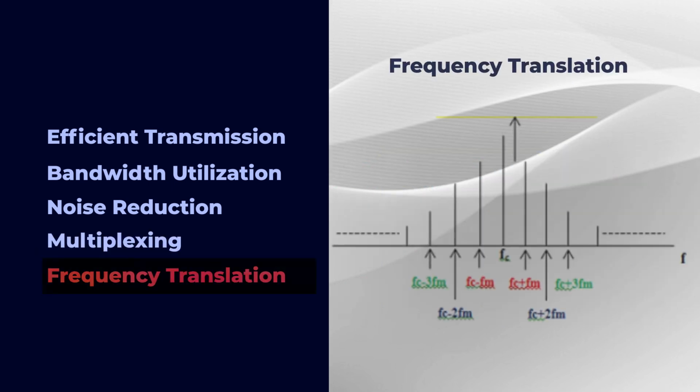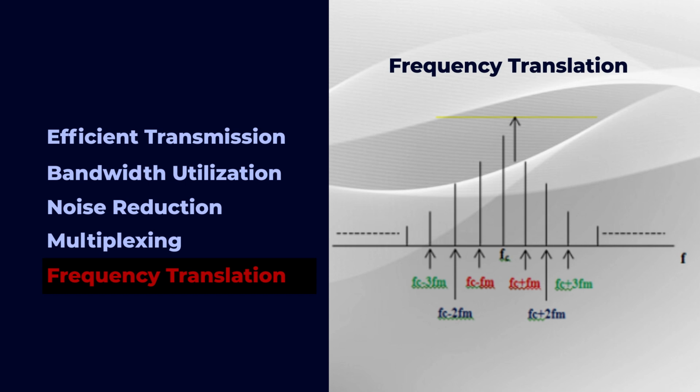Lastly, frequency translation is essential in modulation. Modulation shifts the frequency of the original signal to a different part of the spectrum. This is essential for matching the frequency range of the transmitted signal with the frequency response characteristics of the transmission medium or the receiver.